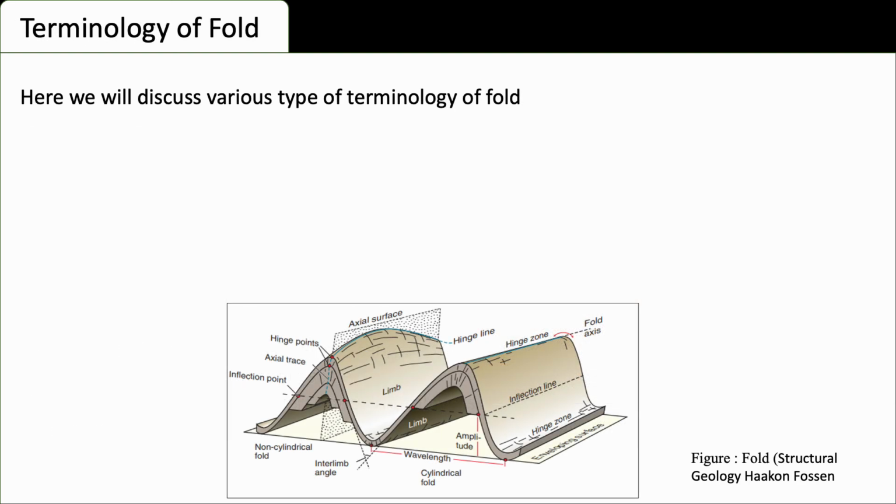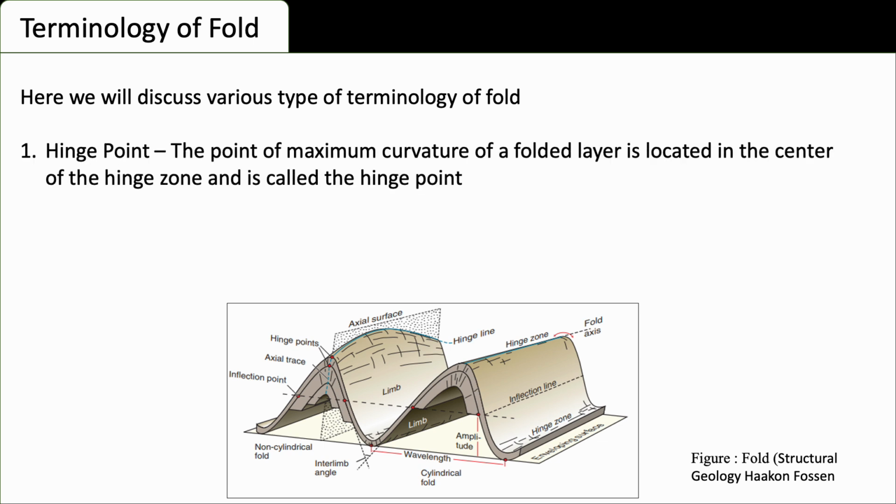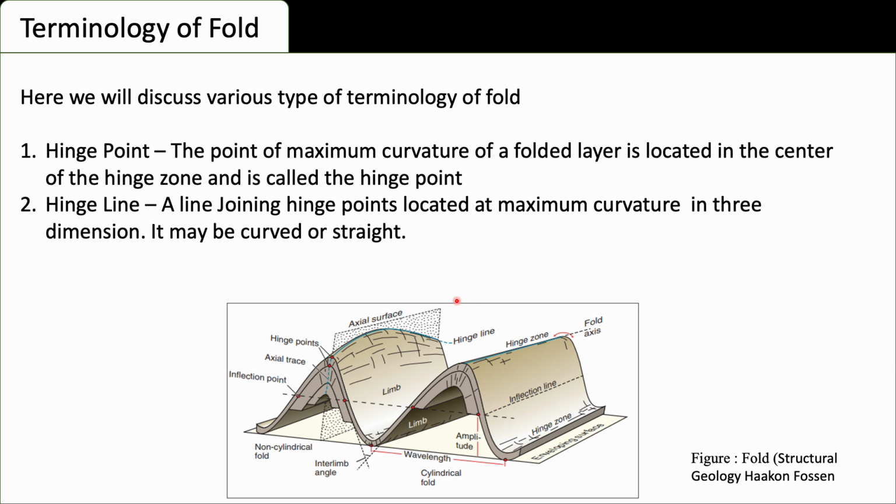Let's understand the terminology used to describe the fold. First we describe the hinge point. The point of maximum curvature of a fold layer, located at the center of the hinge zone, is called the hinge point. This is the hinge point that shows the maximum curvature. Next we have a hinge line, a line joining hinge points located at the maximum curvature in 3 dimensions. It's a curve or straight. This is the hinge line.